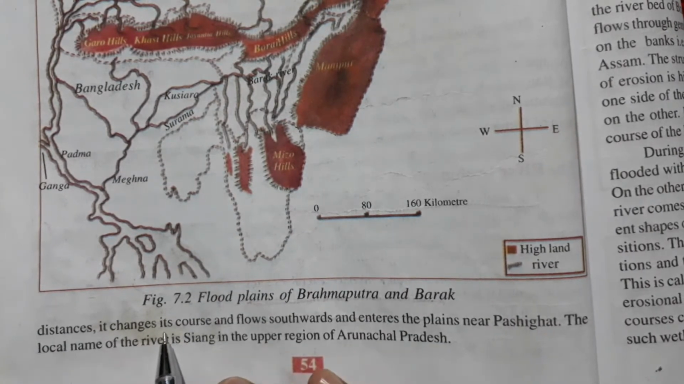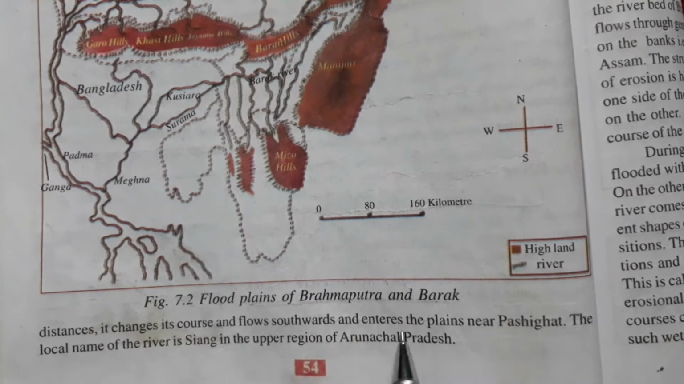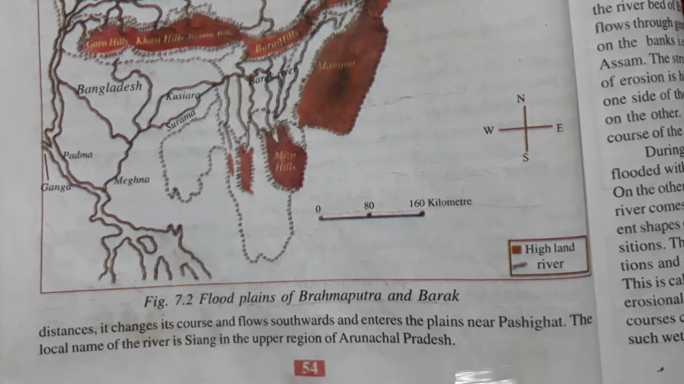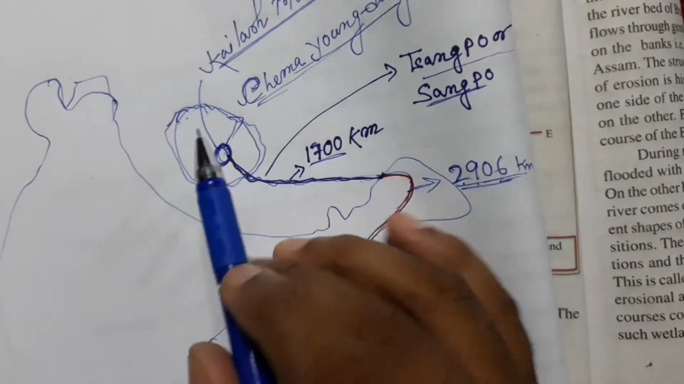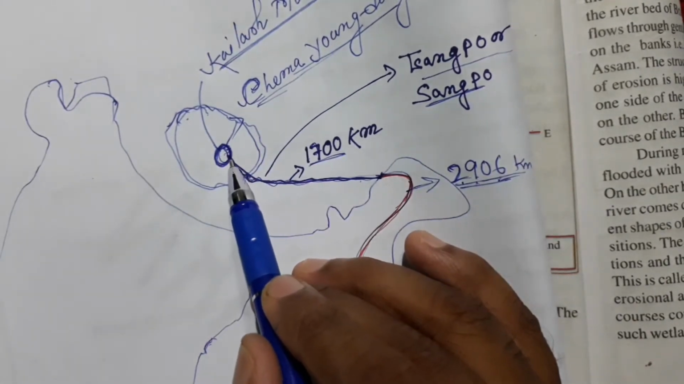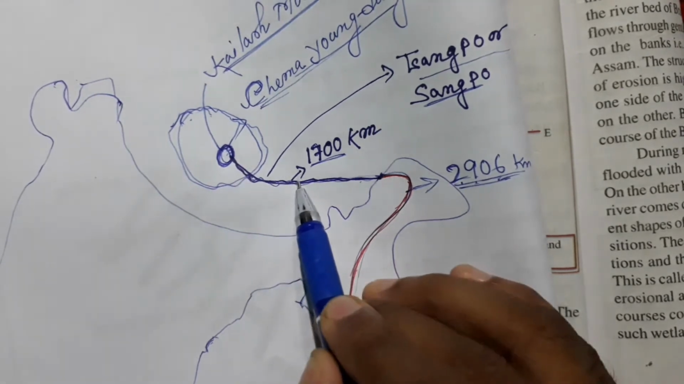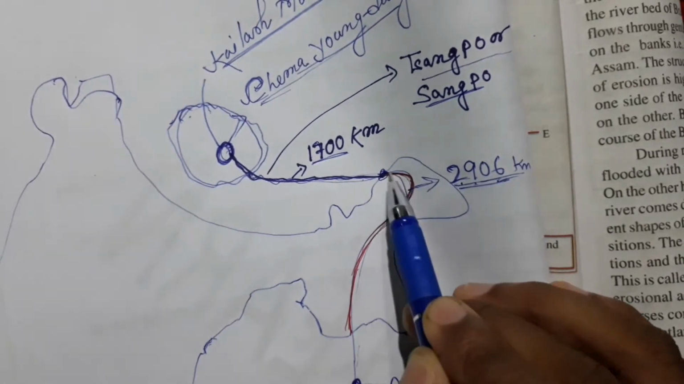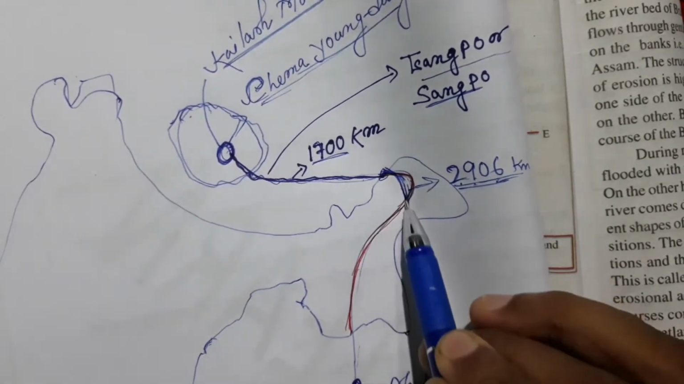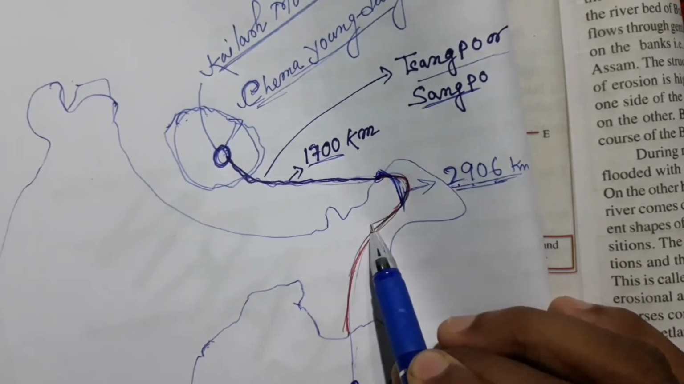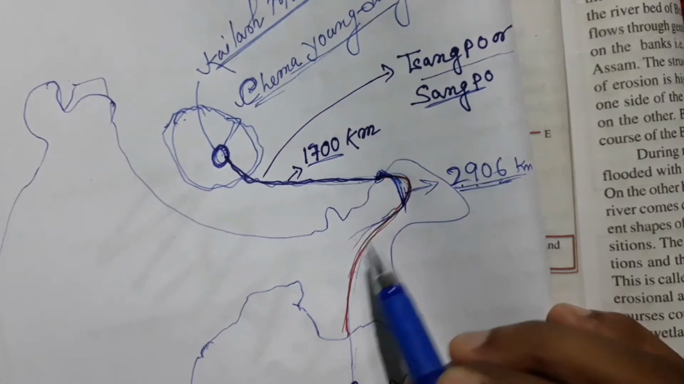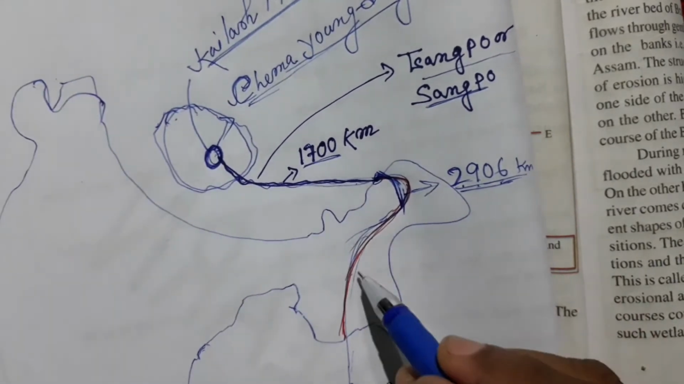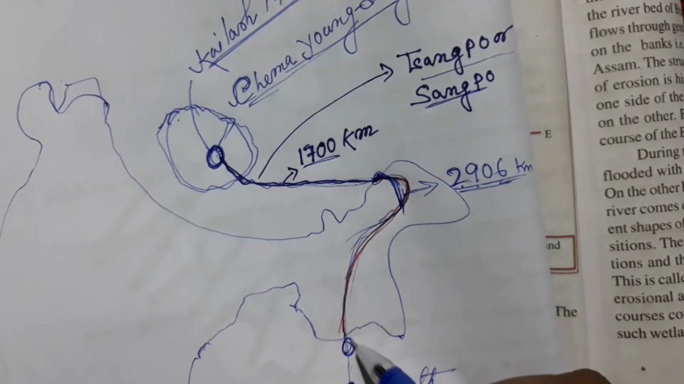It changes its course, flows southwards and enters the plain near Pasighat. The local name of the river is Siang in the upper region of Arunachal Pradesh. Let us take the paper again. From the source, Brahmaputra starts flowing towards the east, and when it enters India, it starts flowing towards the south. After flowing some distance towards the south, it again starts flowing towards the west. And then finally it flows towards the south and meets the Bay of Bengal.